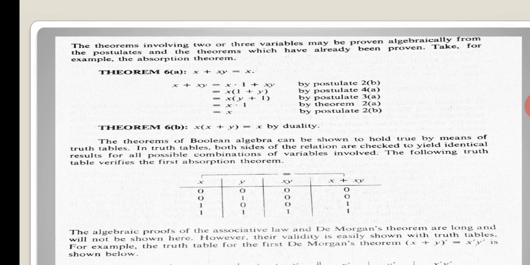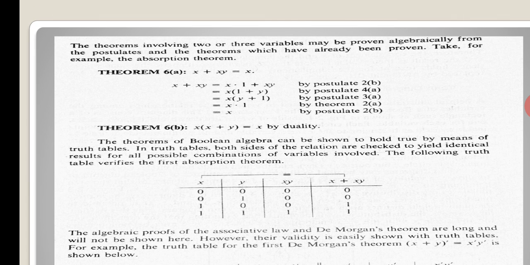Now theorems involving 2 or 3 variables may be proven algebraically from the postulates and the theorems which have already been proven. Take for example, they directly go for theorem 6a, where x plus xy equal to x. In the textbook also you can get the same concept. So I did not skip any pages. In the textbook also you are going to see the same concepts.